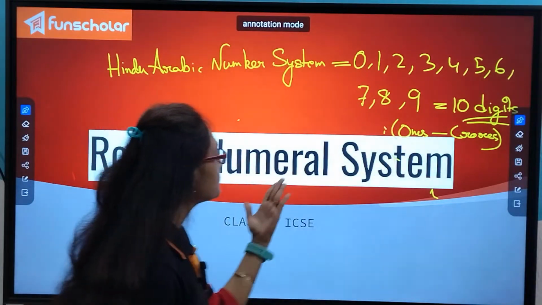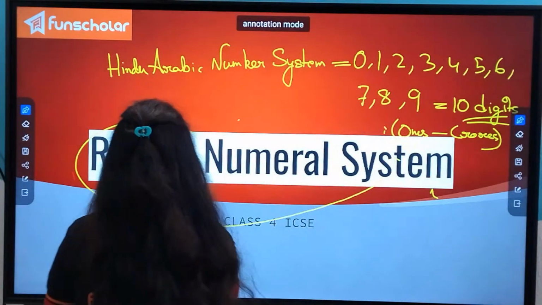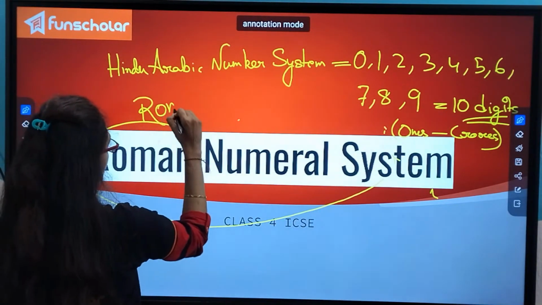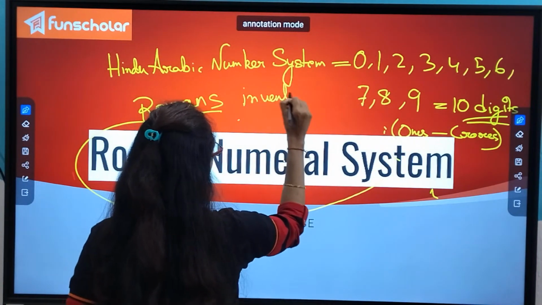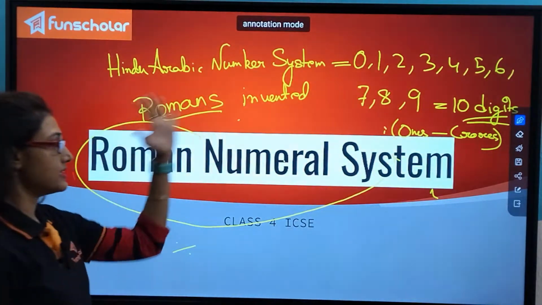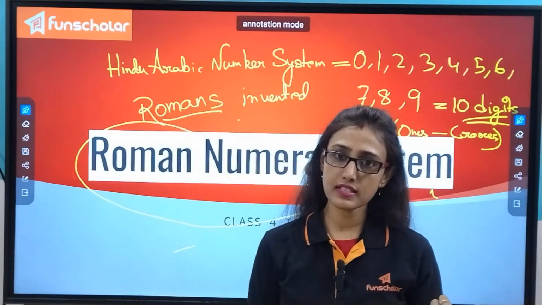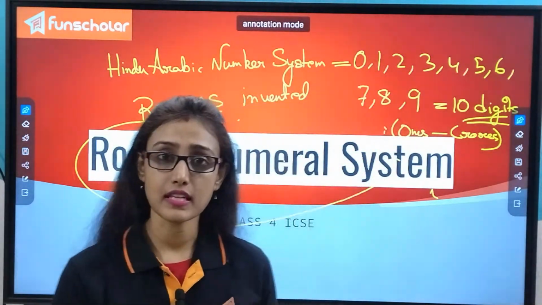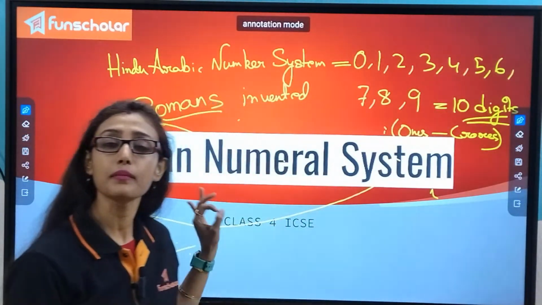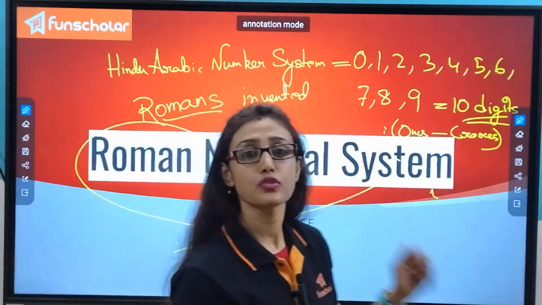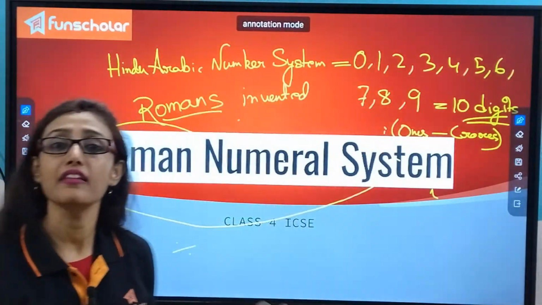So what is the Roman numeral system? Obviously, the Romans invented a number system that is known as the Roman numeral system. So what is the speciality of this system? The speciality of this system is that it is the only number system in the world which is represented by alphabets. Yes, students, this is the only system in the world that is represented by alphabets.